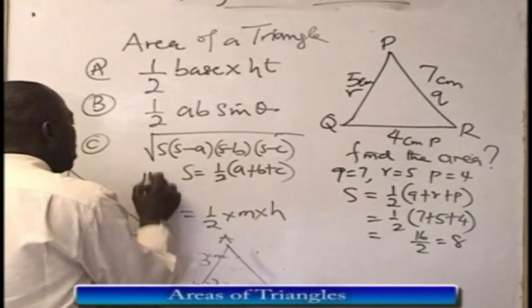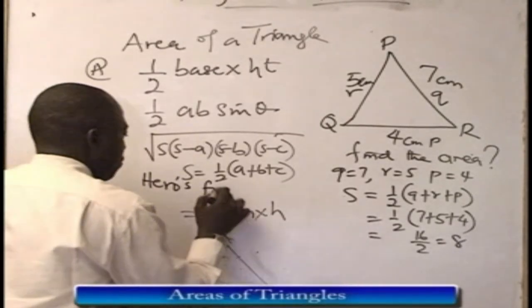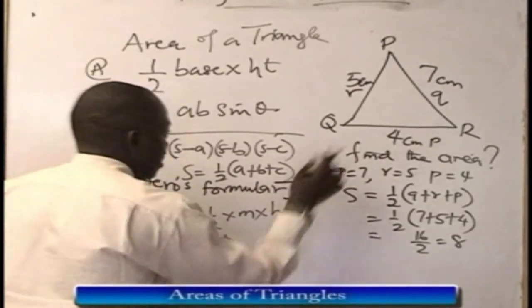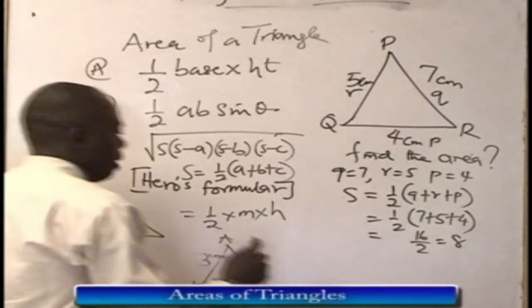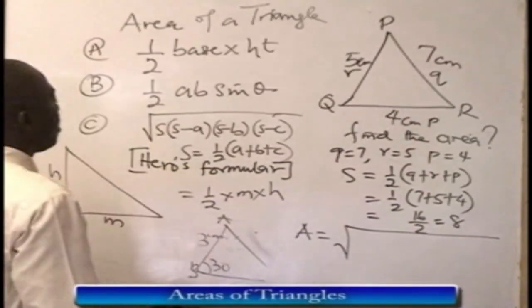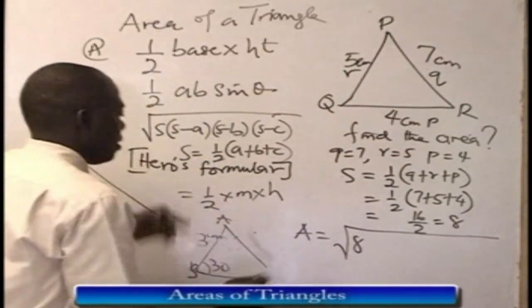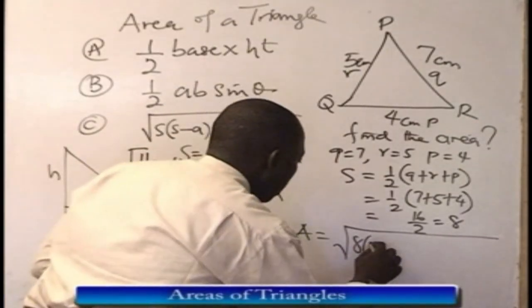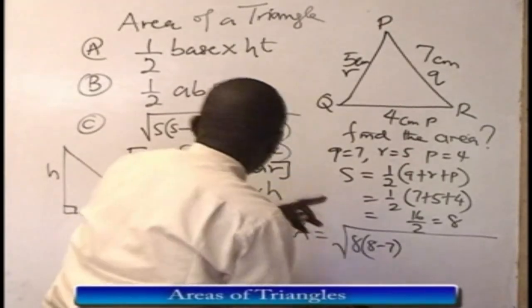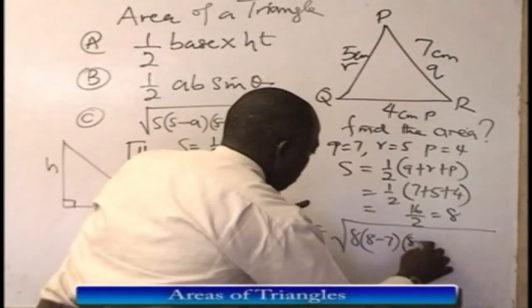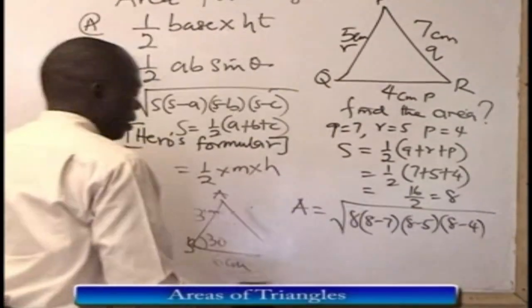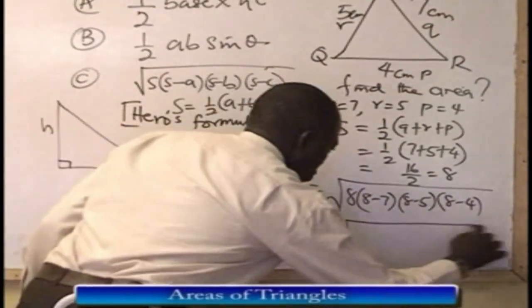So then you can now apply this formula. This is known as Hero's formula. Please do not forget, in case this kind of triangle comes up, you now use this formula. So you have A equals the square root sign, your S, 8, is outside. Then you have 8 minus 7, you close the bracket. Second one, 8 minus 5. Then the third one, 8 minus 4. Close the bracket. Then you again introduce the square root sign.